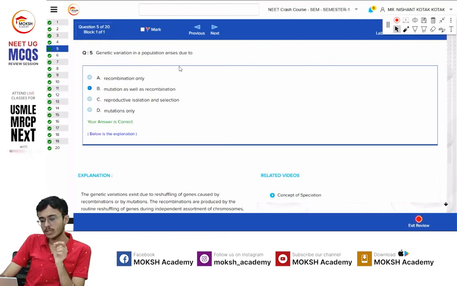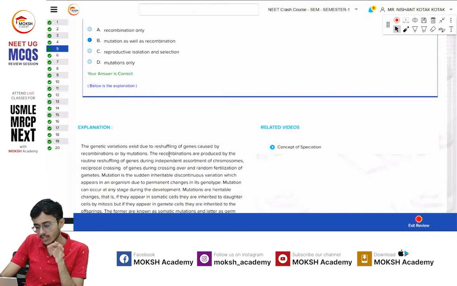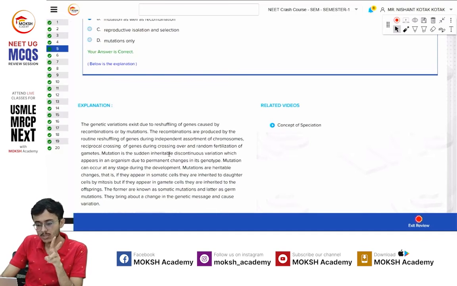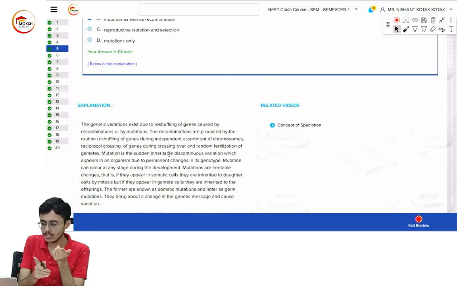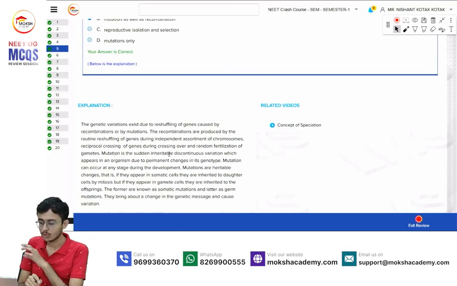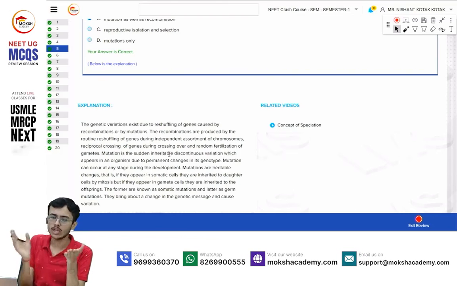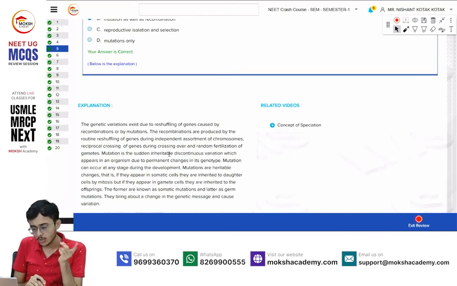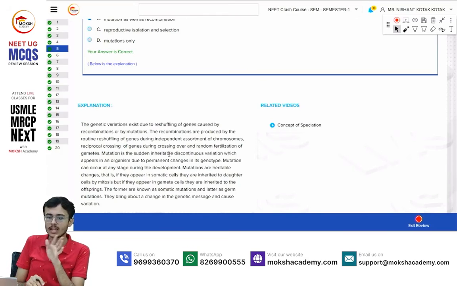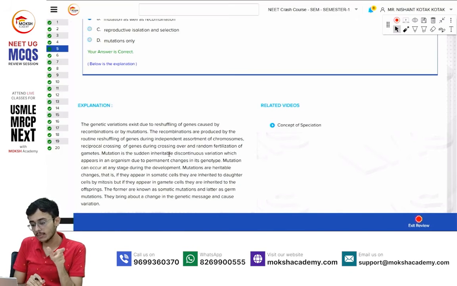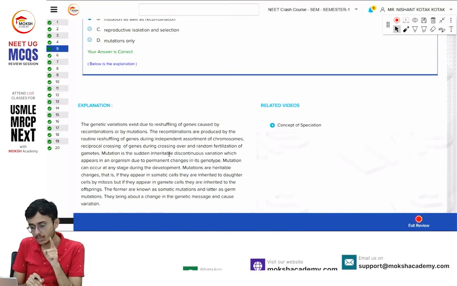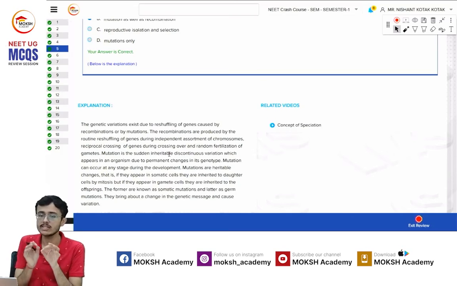Genetic variation in a population will arise due to mutation as well as recombination. Explanation: these genetic variations exist due to reshuffling of genes caused by recombination or by mutation. The recombination is produced by routine reshuffling of genes during independent assortment of chromosomes. जैसे मैंने आपको बताया, mating के time जब 2 gametes are meeting तभी हो सकता है. Reciprocal crossing of genes during crossing over and random fertilization of gametes. This can happen.